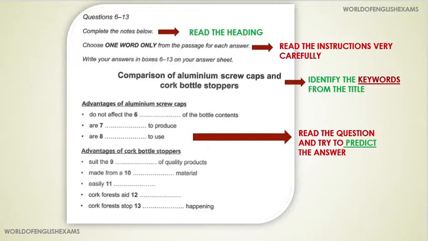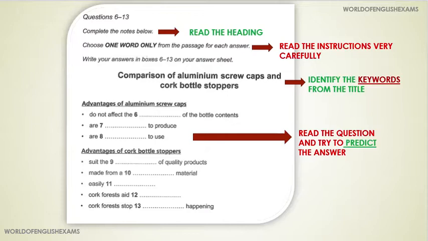Again, let's mark the keywords. In this case, there is a negative sign. Do not. Please underline do not. The next one is affect the dash. Again, the is an article. As we have understood earlier, the article indicates that the answer is going to be a noun. In this case, the answer can either be a singular or a plural, but definitely it's going to be a noun. Have you understood that? Next, something related to the bottle contents is not affected. That is the first one.